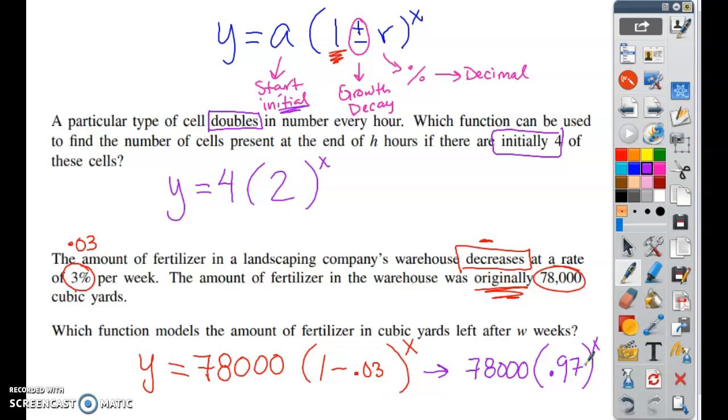Okay, so either one of these is correct. You would look at the answer choices and see which one matches, okay? They'll either show it to you like this or they'll show it to you like this.